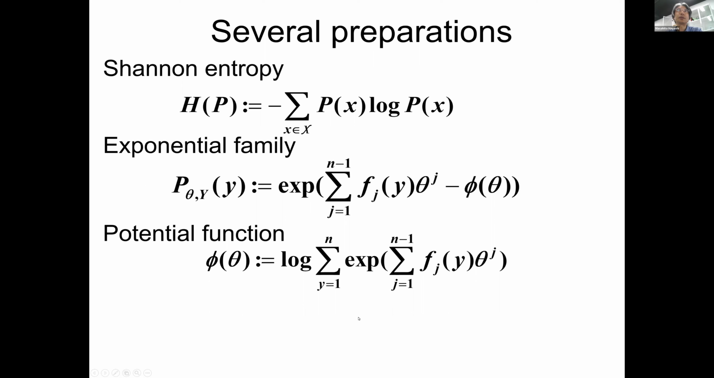We need to do several preparations. Firstly, we prepare the Shannon entropy in this way, and we also use the exponential family. This is the key concept in information geometry. For this family, firstly, we prepare the generator functions f_j, and we prepare the potential function in this way. Then we obtain this distribution family with this parameter theta. Here our cardinality is n, but the number of functions is n minus 1.